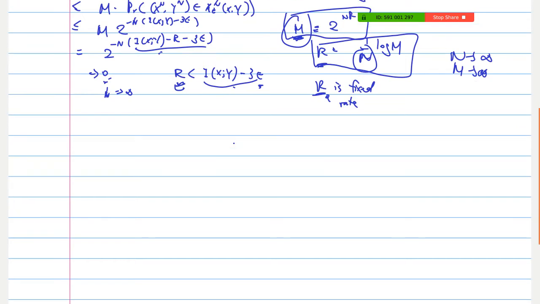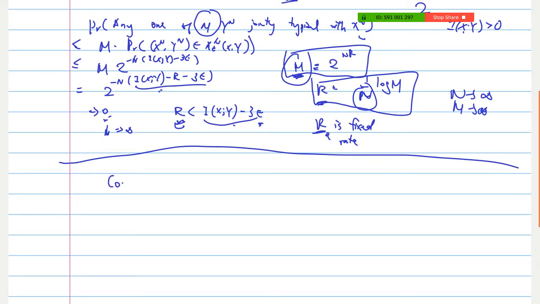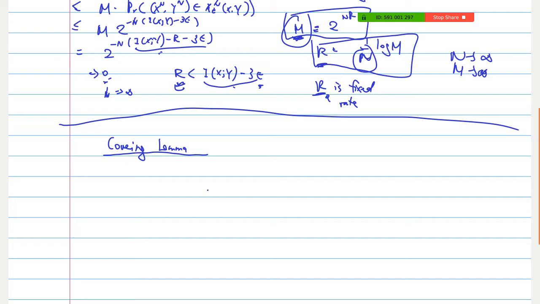So now let's talk about a kind of opposite of this packing lemma, which would be a coupling lemma. So the coupling lemma is simply the opposite. Again, we have some xn drawn from a source like px, and then we have some yn drawn from a source like py. And the question is how many yn we need to draw such that we will find at least one yn that is jointly typical with xn.